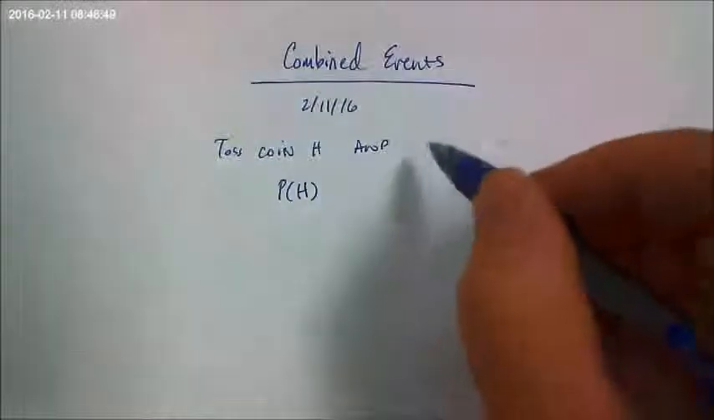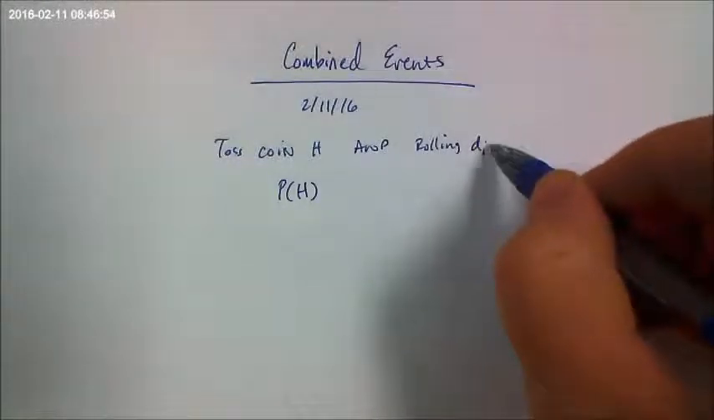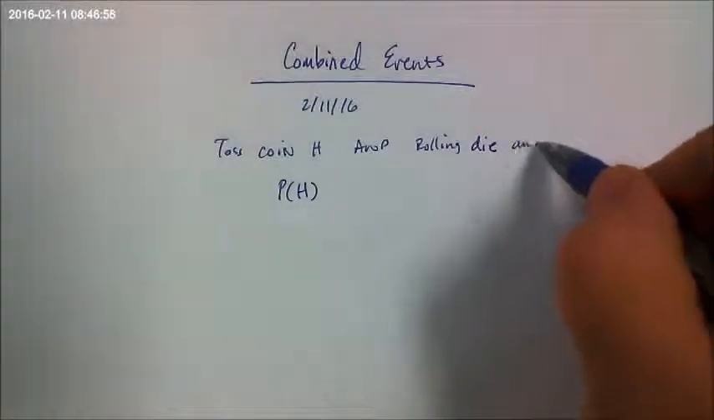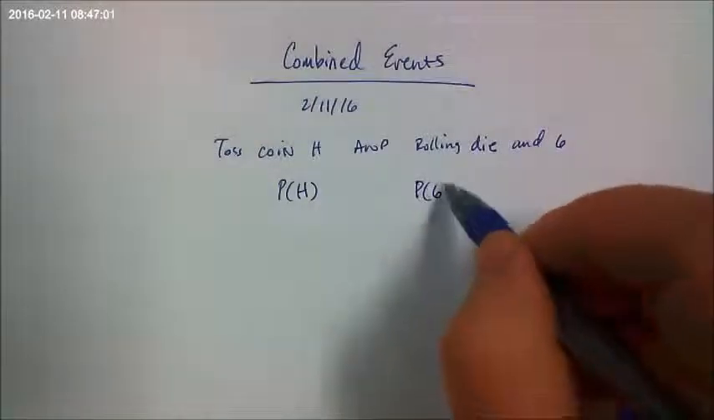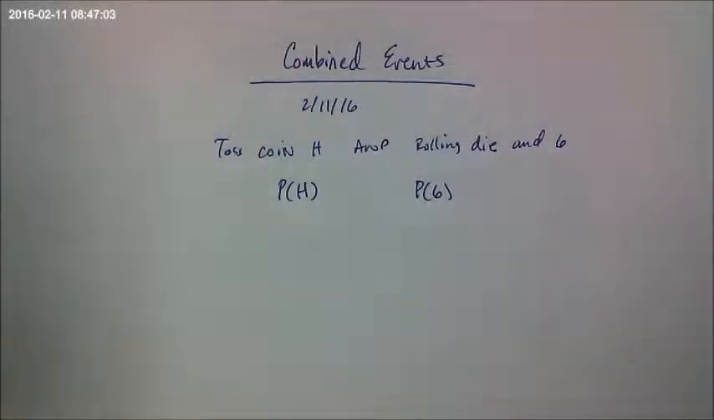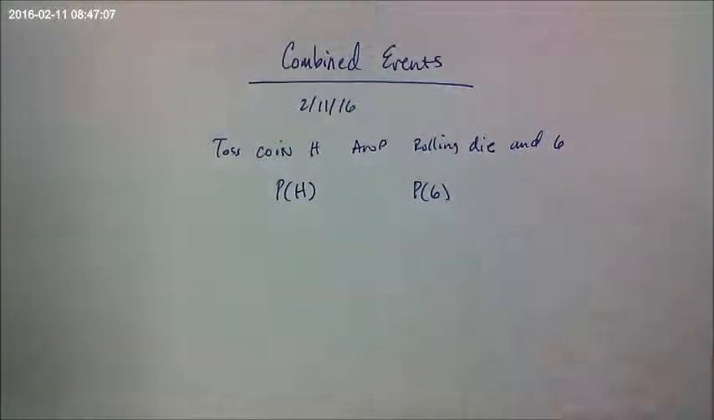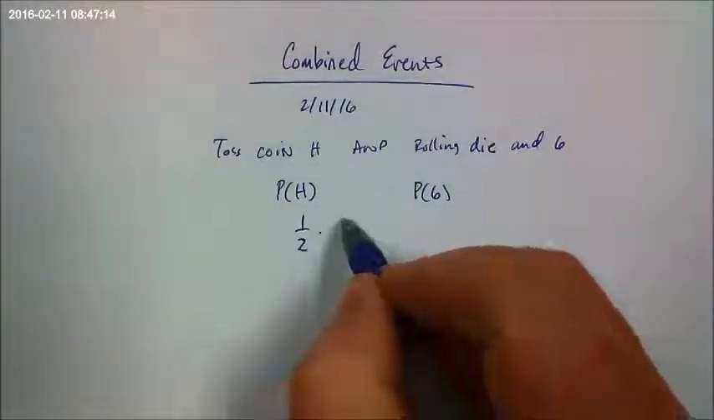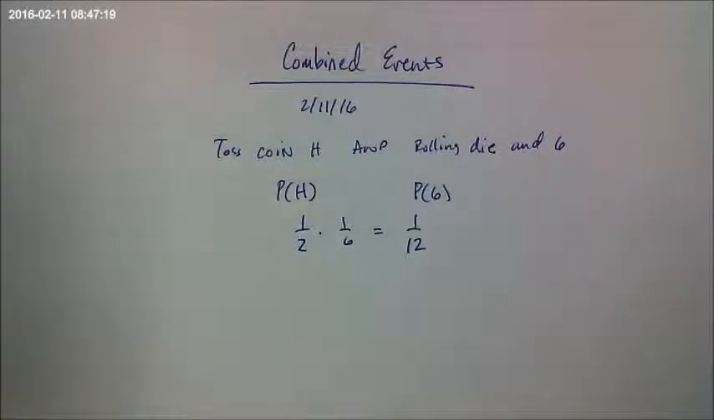and then rolling a die and getting a 6. So, what's the probability of tossing heads and rolling a die and getting a 6? It would be 1/2 times 1/6, which is 1/12. All right, you were good at that, right? Okay. Today's a little different.